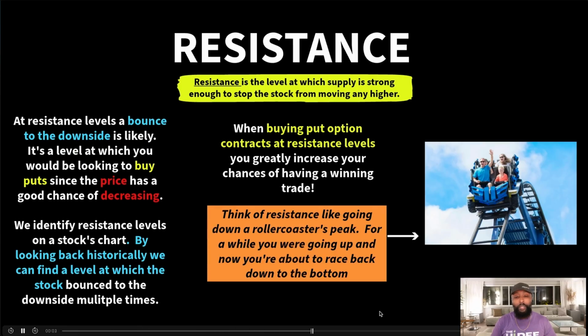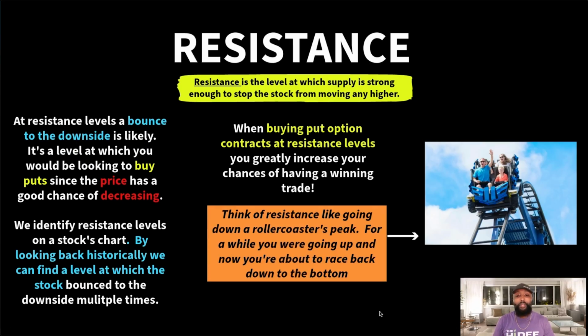Now let's talk about resistance. It is the level at which supply is strong enough to stop the stock from moving any higher. All right, so at resistance levels, a bounce to the downside is likely. And in this case, you would look to buy put option contracts.